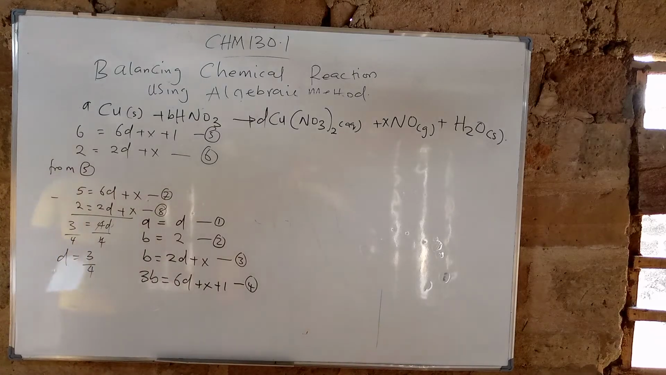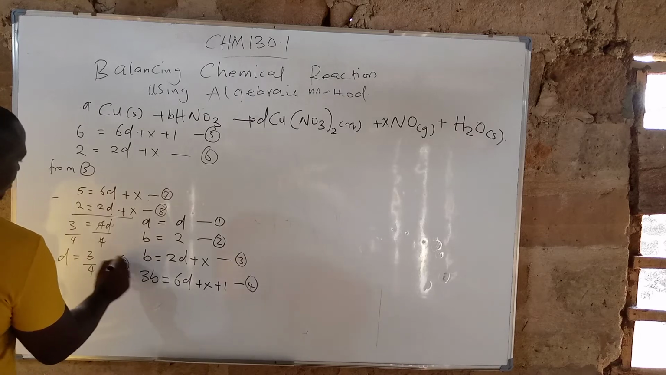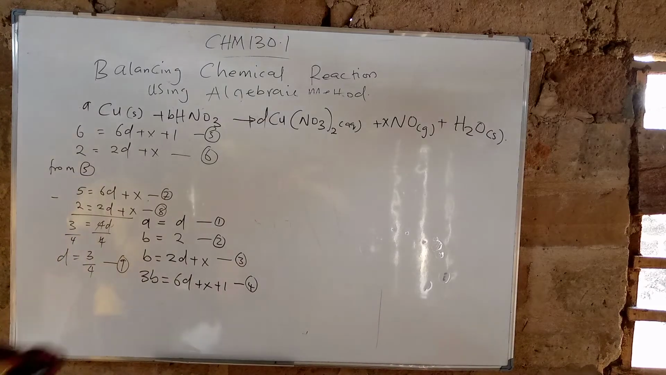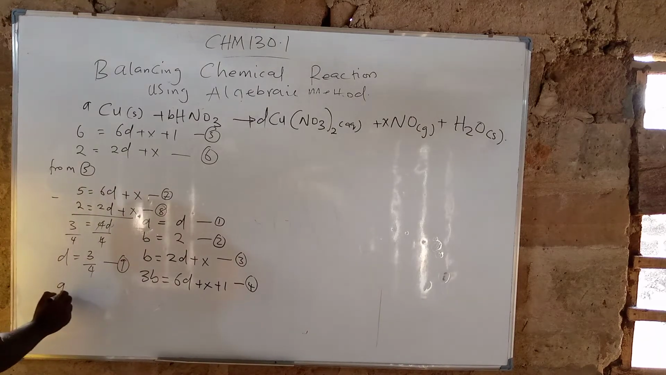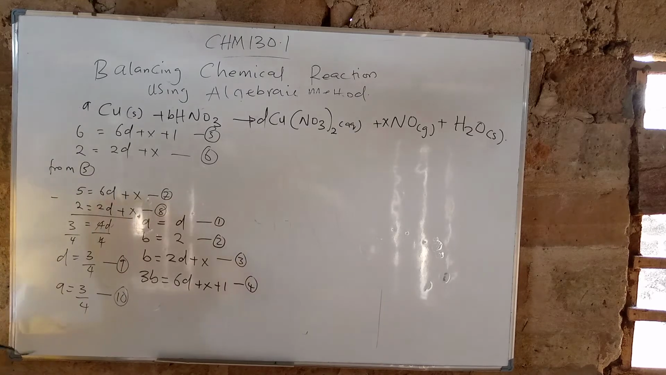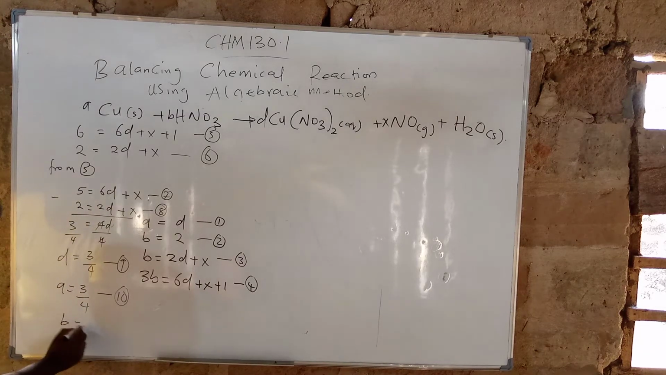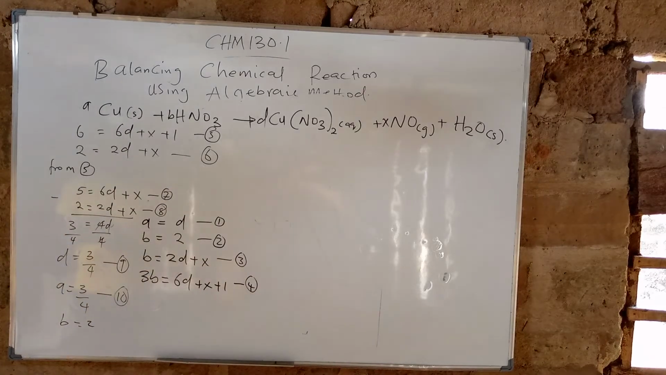And if my D is equal to 3 all over 4, let me call it equation 9. Now remember that my A is equal to D. Therefore, A is also equal to 3 all over 4. This is equation 10. Now, if I've gotten my A, I've gotten my D, and my B, of course, is 2, the next thing I want to get is my X.